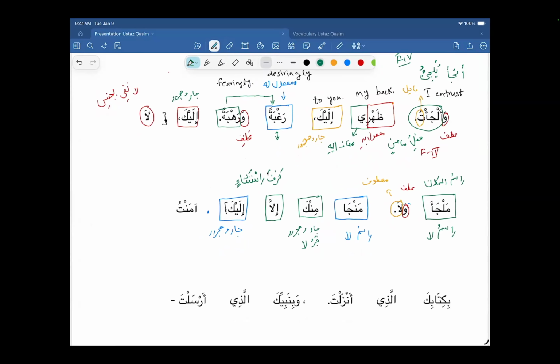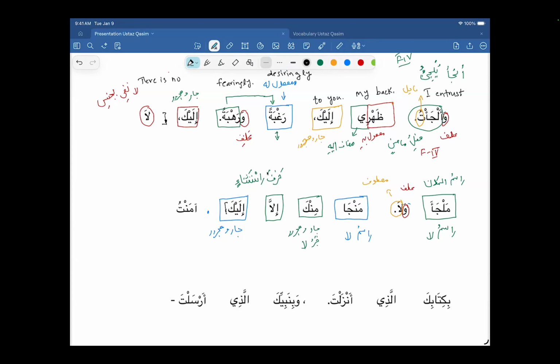Now let's look at the meaning also. Alja yulji means to entrust, to seek safety. So malja means the place of safety, right? So when you say la malja, meaning there is no place of safety. La is la nafi li jins, which means there is nothing, absolutely nothing. So I'm going to put down over here on the top, there is no.